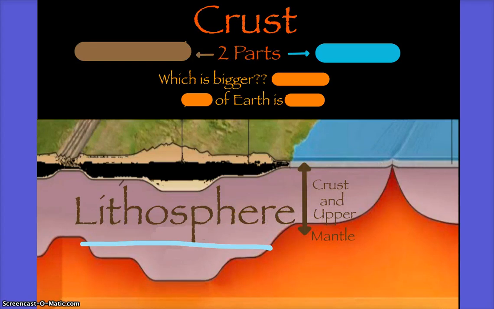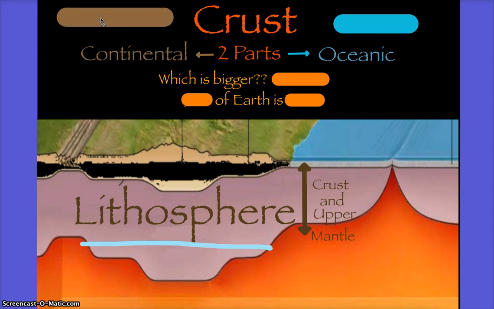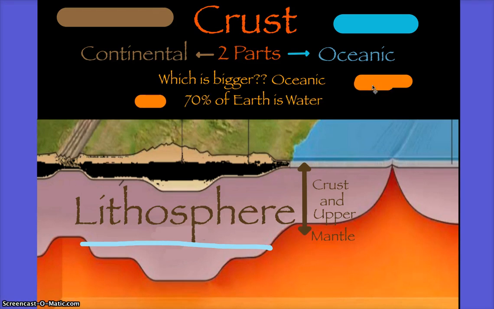Look at my diagram. What do you see there? Okay, so water crust. What do we call that? Oceanic crust. And the land crust, which forms the major components of Earth, continental crust. Which one's bigger? How do we know this? Good, because 70% of Earth is water, so 70% of Earth's crust is in the water, or what we call the ocean floor. The ocean floor makes up the oceanic crust, or 70% of Earth.